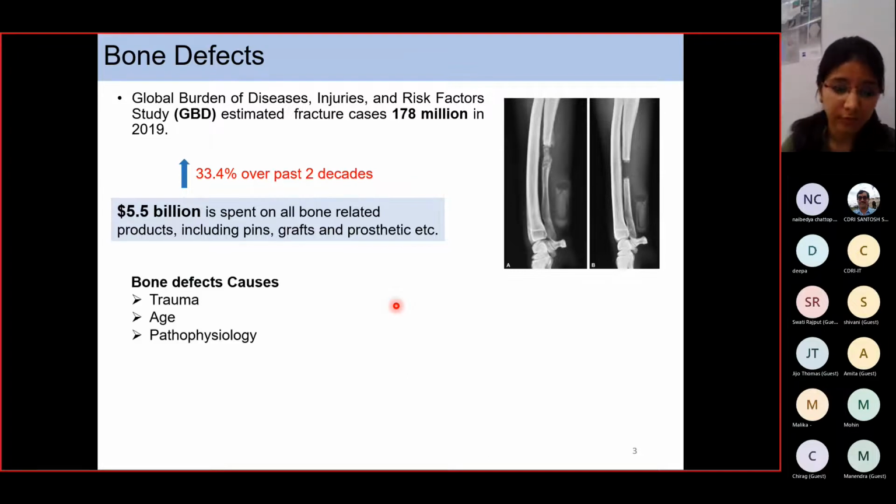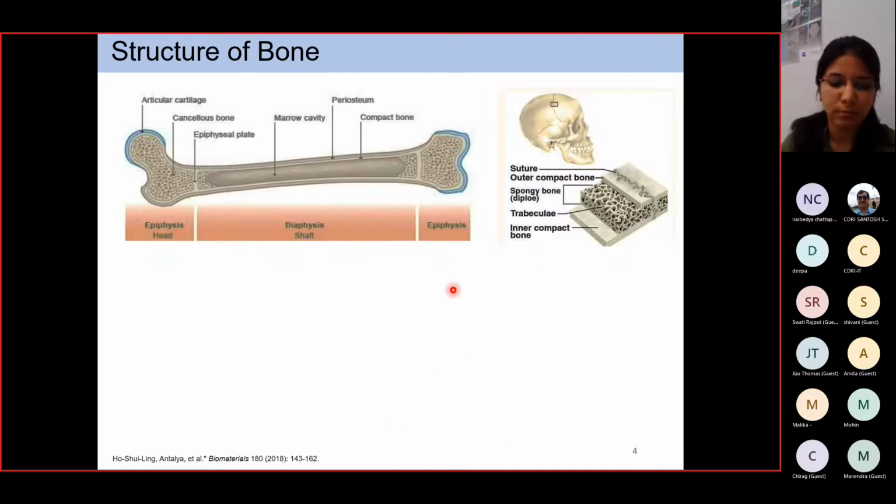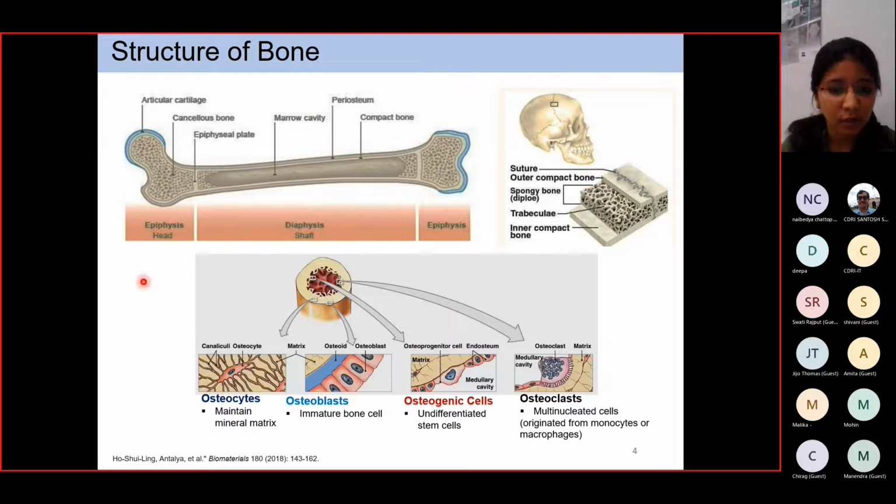As far as the causes of bone defects go, it can be due to a variety of reasons, for example, age, trauma, and pathophysiology, out of which different disease states like tumor, osteomyelitis, and osteoporosis have been known to be the primary causes. When we look at the structure of bone, we can broadly define it as the long bone and as a flat bone. So depending on the structure, we have different cells which are usually maintaining the formation and the modeling and remodeling of the bones, and these are the osteocytes, osteoblasts, the osteogenic progenitor cells and the osteoclasts, which are the main cells that are responsible for the bone reformation.